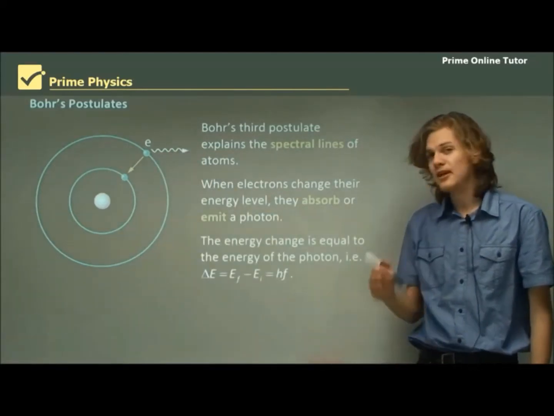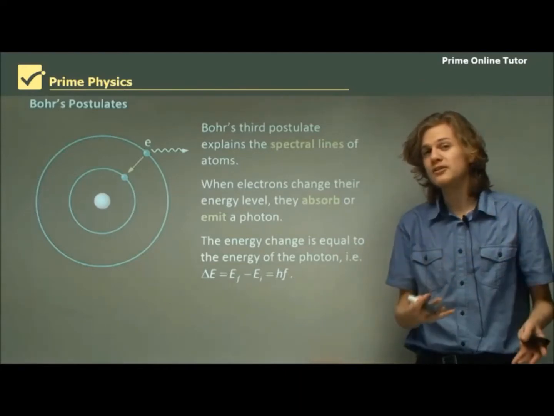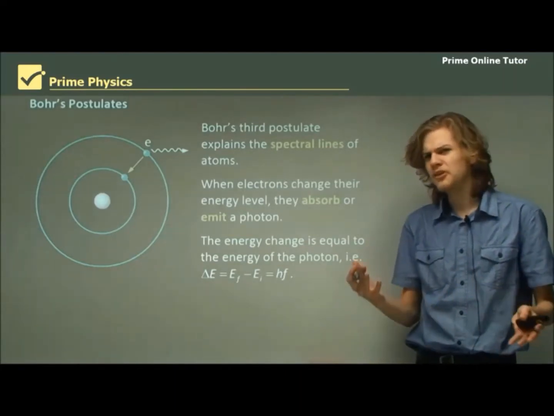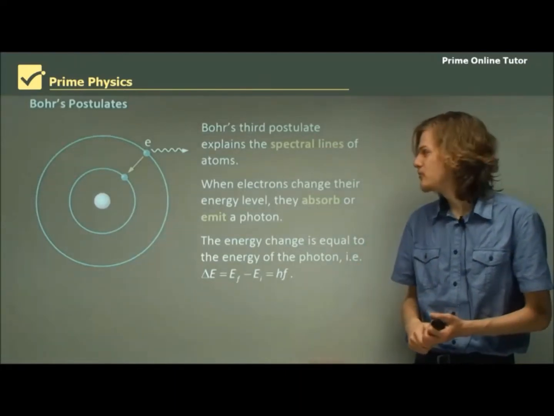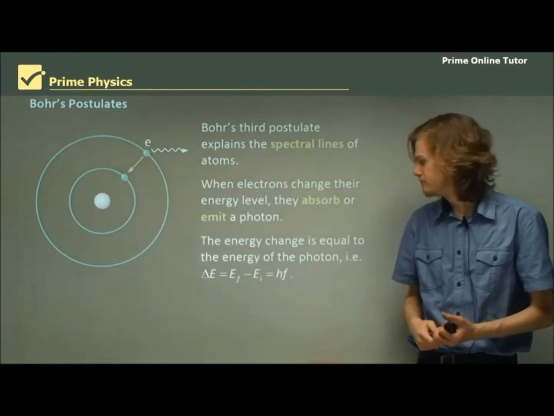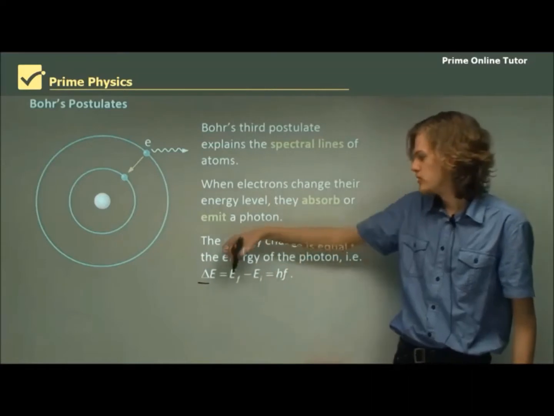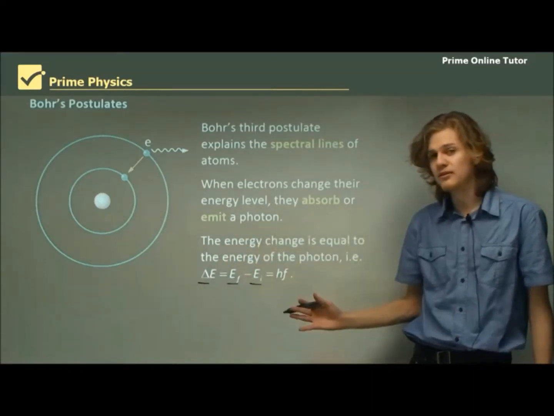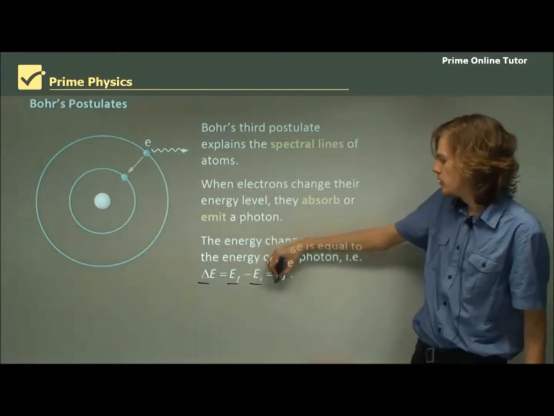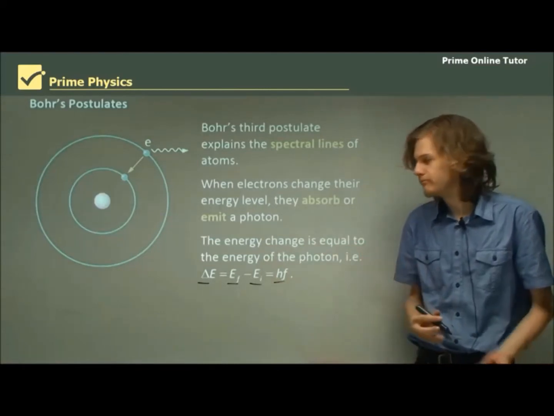So the energy change is equal to the energy of the photon. It makes sense, right? But you need to write these things down if you're making a whole new theory. So we can see that the change in energy, which is the final energy state minus the initial energy state, will be equal to the energy of the photon, hf.